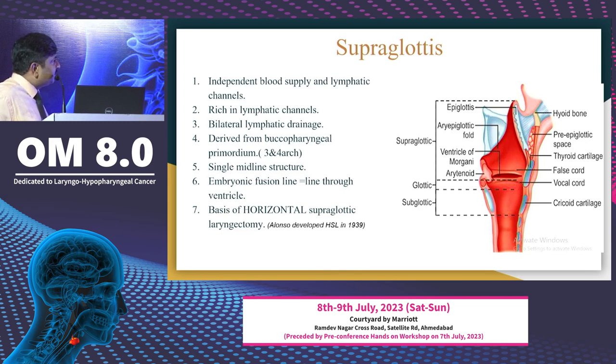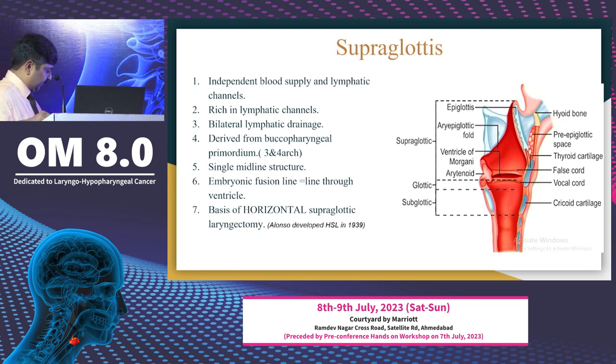Embryonic fusion line passes through the ventricle, and this is the basis of why Alonso in 1939 proposed horizontal supraglottic laryngectomy. He respected the line of embryonic fusion, and his line of excision passed through the ventricle.